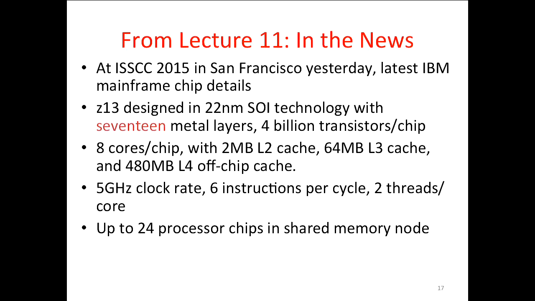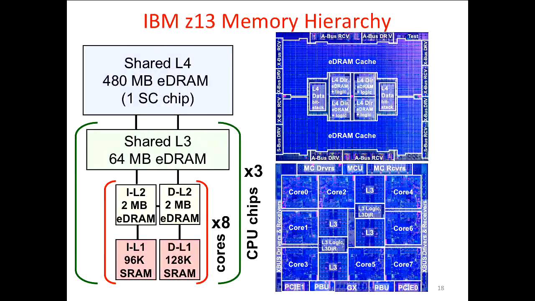Back in lecture 11, I had an in the news item about this latest IBM mainframe. I like to use this because it's brand new, and it's one of the biggest chips out there, and it has some of the most advanced fabrication technology: 17 layers of metal fabricated on the chip, 4 billion transistors, 8 cores, and it has this memory hierarchy. I mentioned this back then, but I didn't show any pictures of it. So here are some pictures of this IBM mainframe chip.